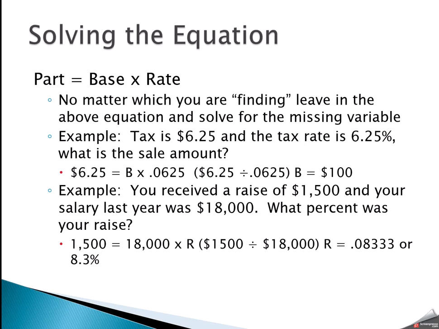I always just leave it set up like part equals base times rate, no matter what I'm looking for. So say they give me the part. The example is I've got $6.25 in sales tax, and my rate is 6.25%. What was my sale amount? So then I'm going to back into what that base is. I'm going to set it up: my $6.25 equals my base times 0.0625, which again is 6.25%. That one's easy. You probably can do that math in your head. The base, or the sale amount, must be $100.